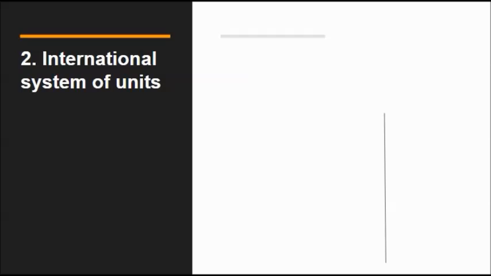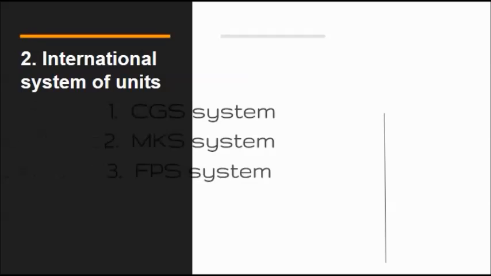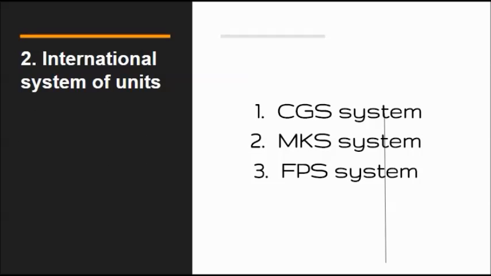Now, let's move on to the next topic. International System of Units. The different systems of units of measurement are CGS system, MKS system, and FPS system. The above 3 systems were used by different countries, like MKS system of measurement was used in France and other European countries, then FPS system of measurement was used by Britain, etc.